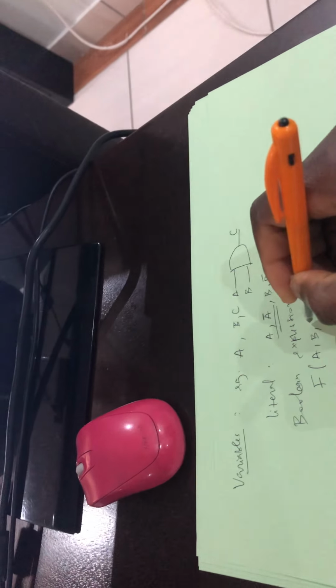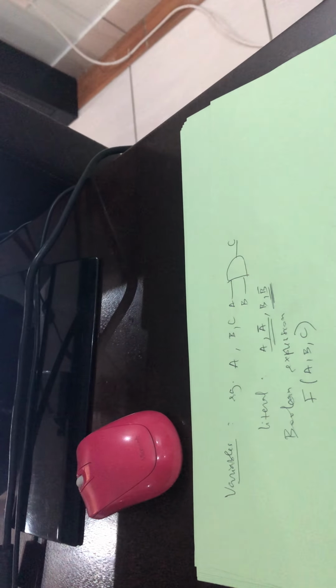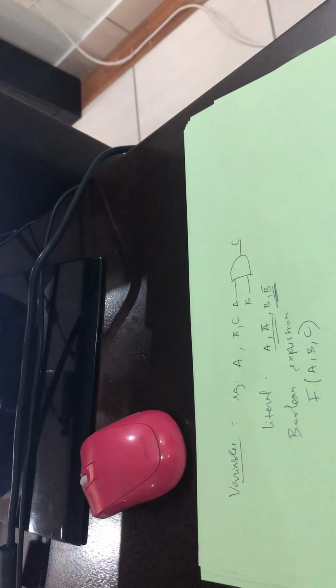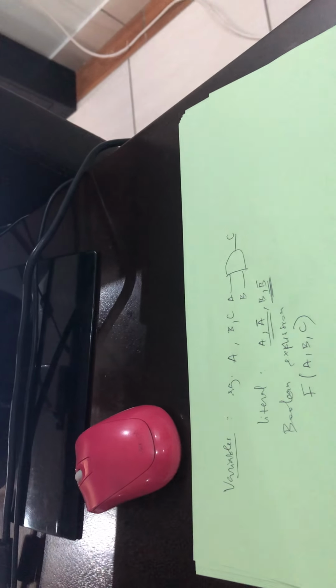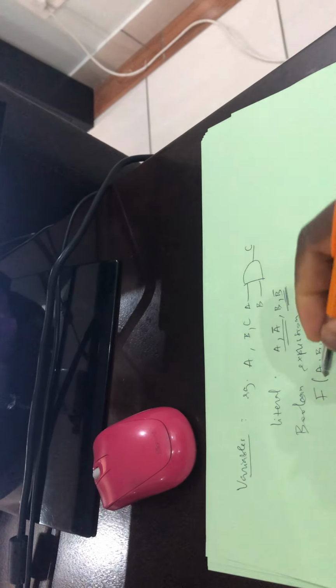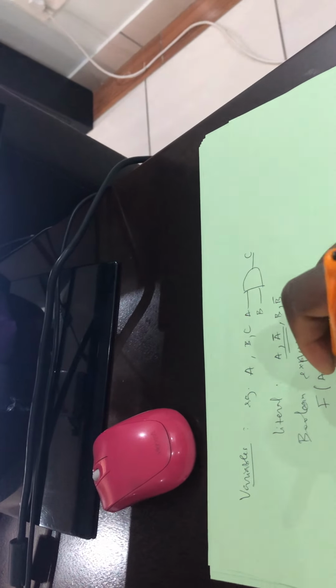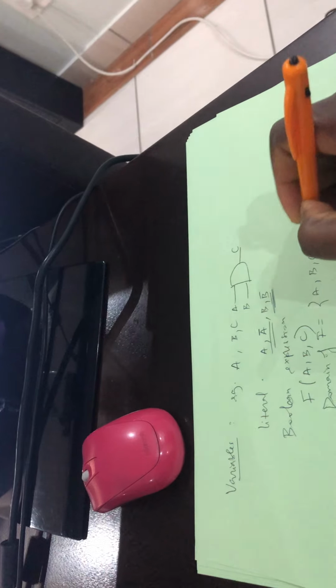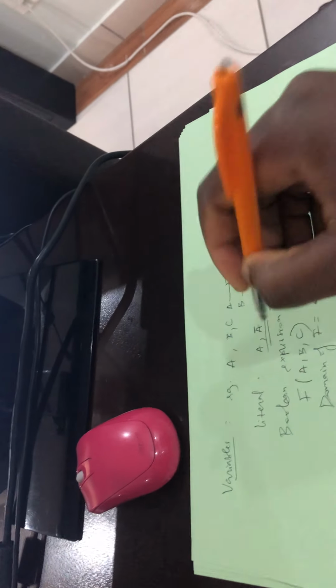A domain is a list of all variables that appear in the logic circuit or in the logic function, in this case Boolean expression, whether in complemented or uncomplemented form. So that set of variables that appear in the logic function or circuit, whether in complemented or non-complemented form, is what we call a domain. So if we are to refer to the domain of F, that will be A, B, C, because it's a set of variables that appear in the Boolean expression of that specific logic function.